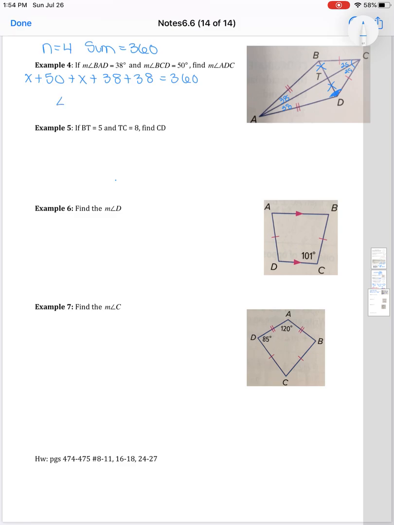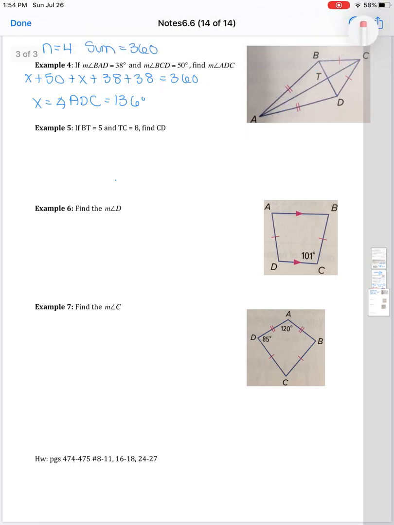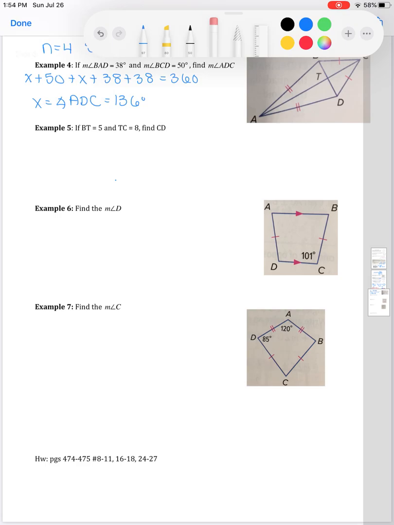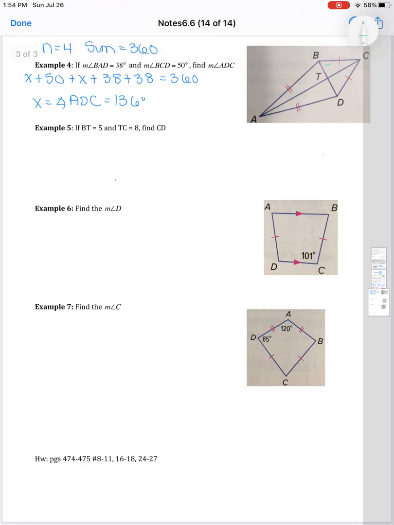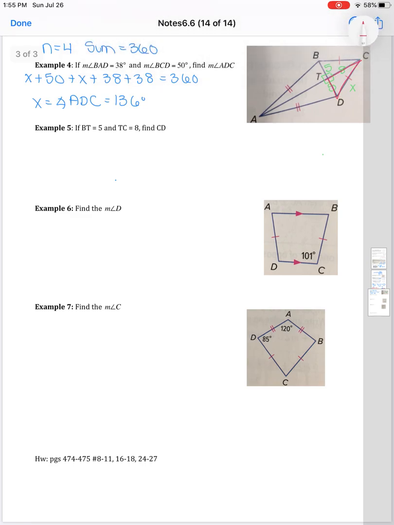Okay, so I can do the same idea. Again, it's got 4 sides. So I know the sum is equal to 360 because any 4-sided figure equals 360. Again, you can use that formula n minus 2 times 180, but not needed. So this is x and this is x. So I know that x plus 50 plus x plus the 2 38s are going to equal 360 degrees. And when I solve that down, I find out that my angle, which is x, ADC, is going to be equal to 136 degrees for that.